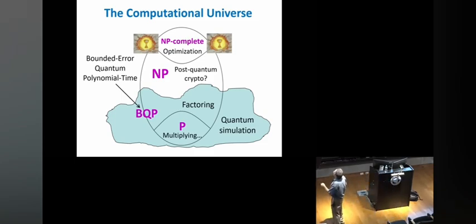Now, as far as anyone can prove, we can't even formally rule out the possibility that all of these things and more collapse down to P. So the greatest unsolved problem in theoretical computer science, maybe the greatest in all of mathematics, is called the P versus NP problem, just to prove that NP is larger than P. We can't do that, and so certainly we can't prove today that BQP is larger than P.